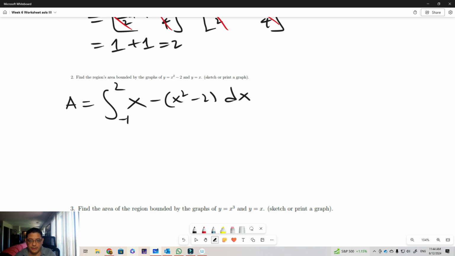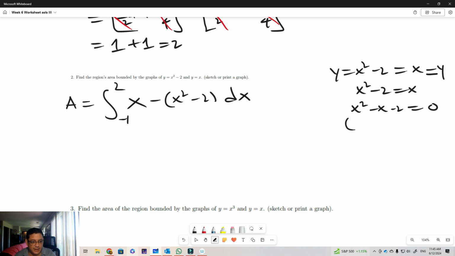Now, if you want to find out where these two functions are equal, then you can set y equals x squared minus 2 equal to y equals x. This means that x squared minus 2 should be equal to x, so x squared minus x minus 2 should equal 0. Then you factor this out. Two numbers that multiply to give minus 2 and sum to give minus 1. So (x minus 2)(x plus 1). This is going to produce x equals 2 and x equals minus 1. Those are the two zeros that I get here.